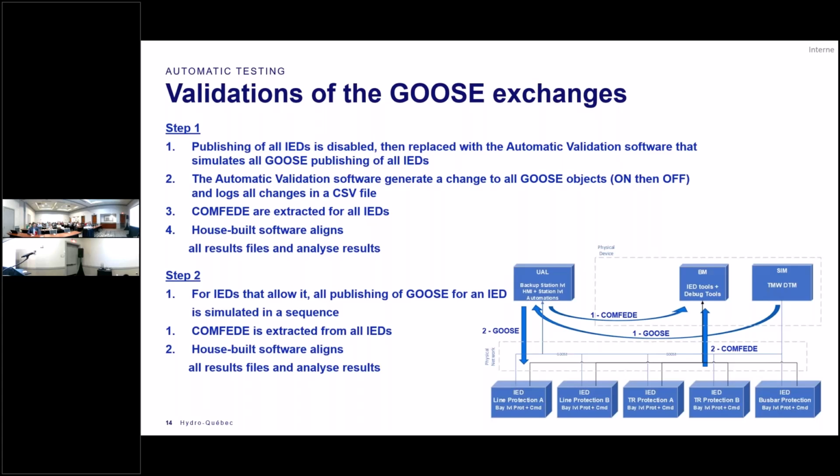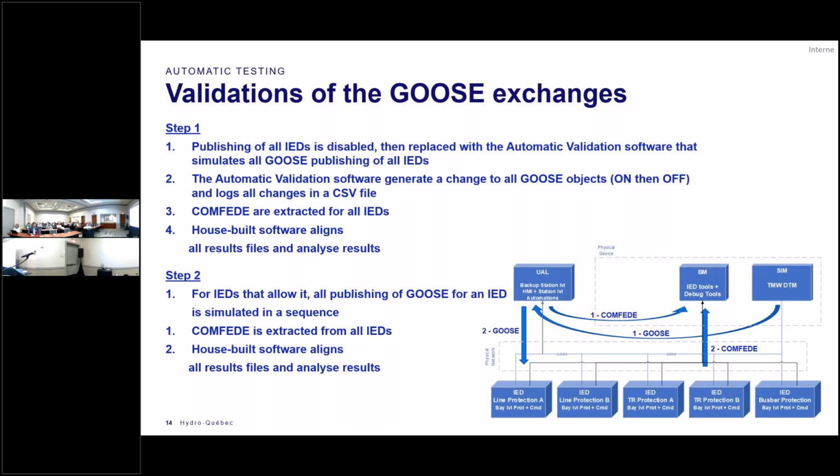So the script in DTM was sequentially taking all the different Goose that was published, that was saved in the SCD file, simulating all of them, and then we retrieve all the different reports, logs, ComFeds that we can from the different IEDs, and we have a software that we developed on the side that helps us validate all the different Goose exchange based on the time tag and on the different validated signals that allows us to have the results, whether the behavior was done correctly or not.